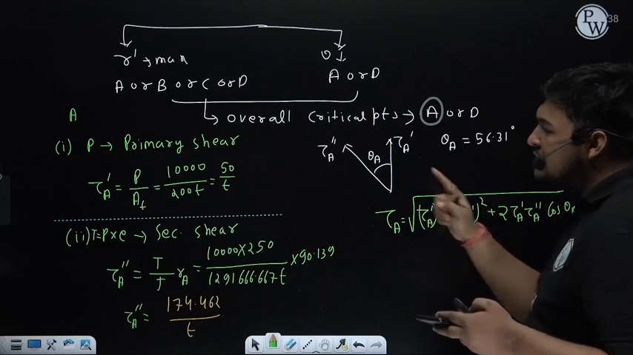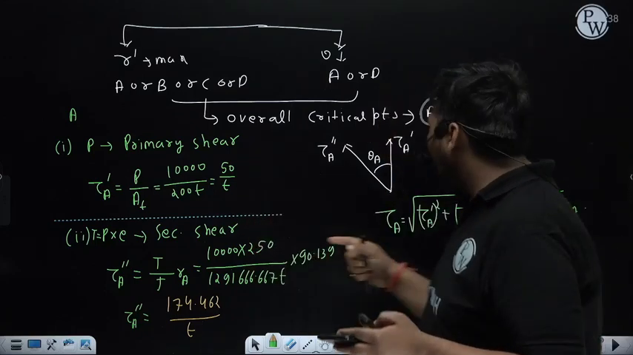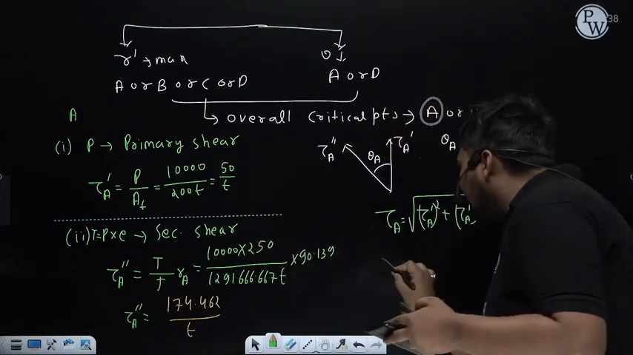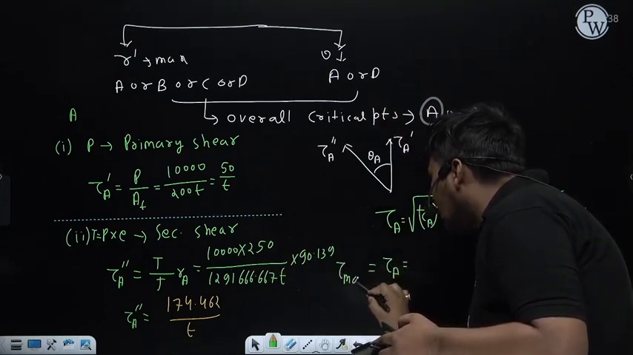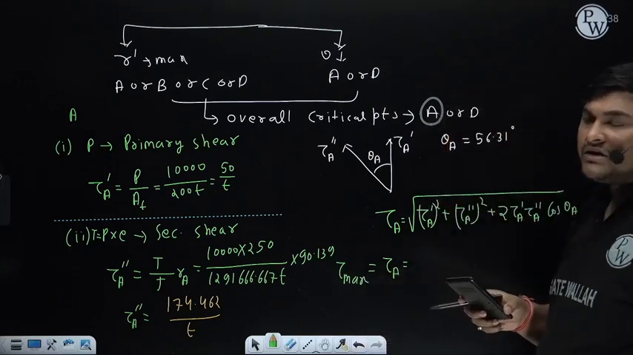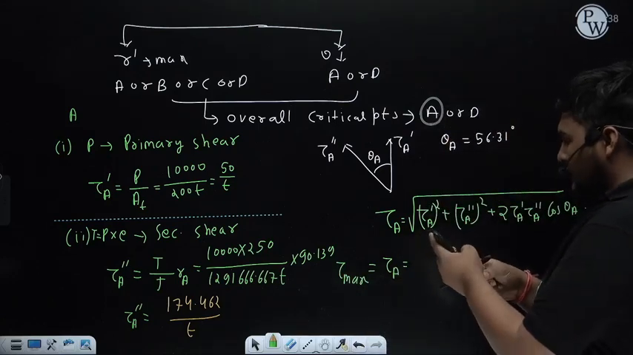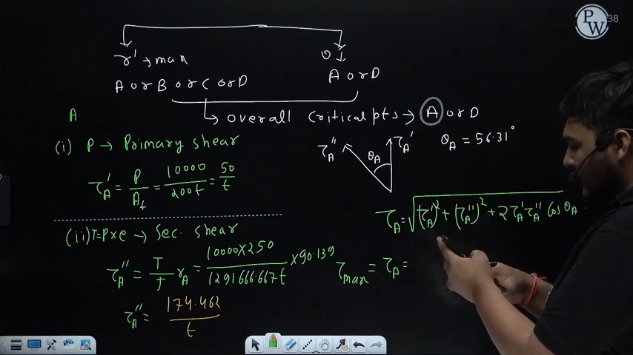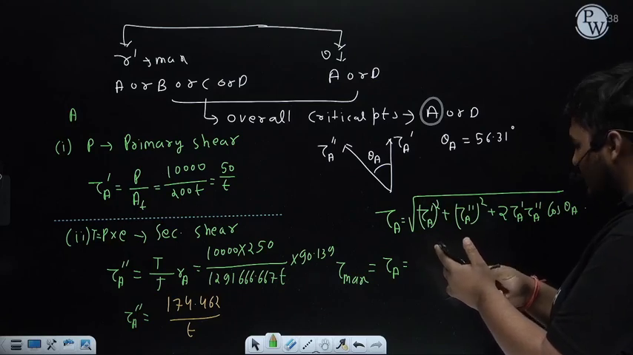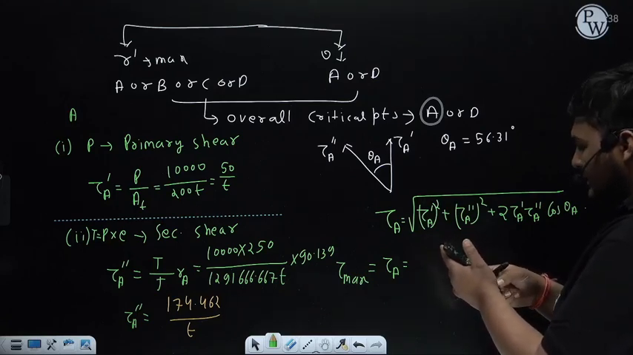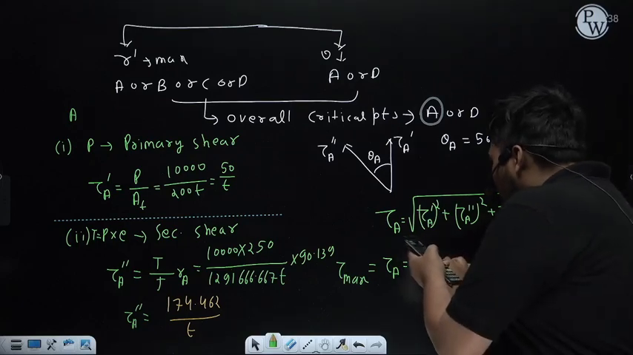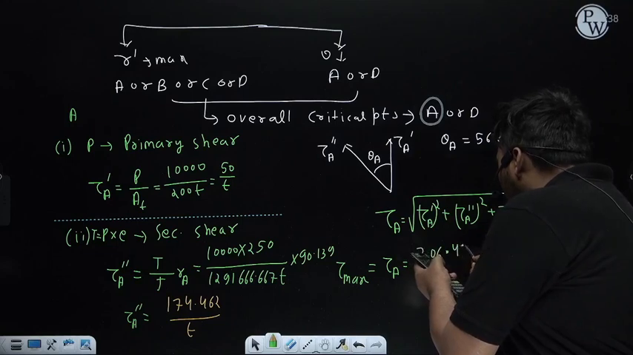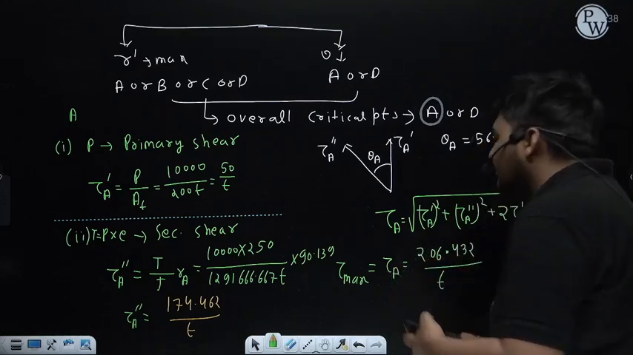And we already know the value of tau A double dash in terms of T and theta A. If you put this, you will get the resultant shear stress at point A, and since it is the resultant shear stress of the critical point, it will be the overall maximum shear stress. And after calculation, you can check calculation, 50 square plus 174.462 square plus 2 into 50 into 174.462 into cos theta, that is 56.31 degree, then square root. It is coming 206.432 divided by T megapascal.